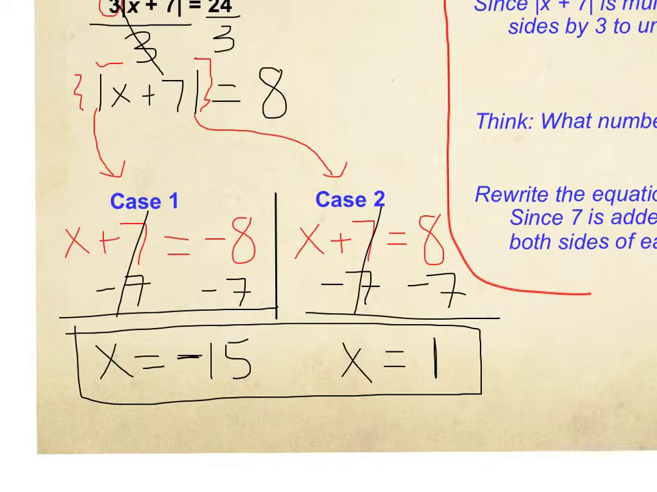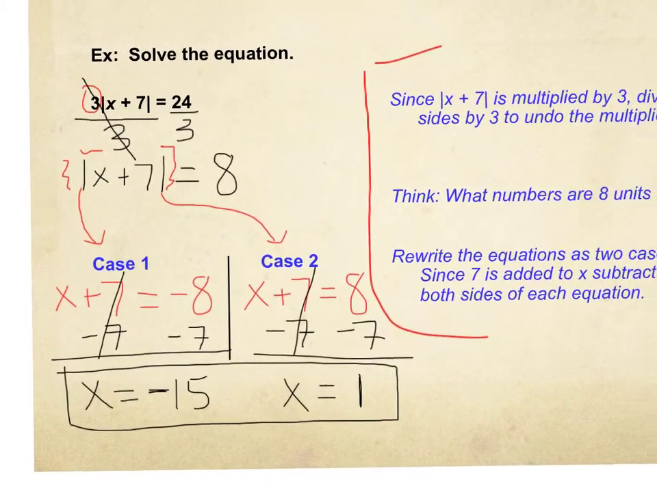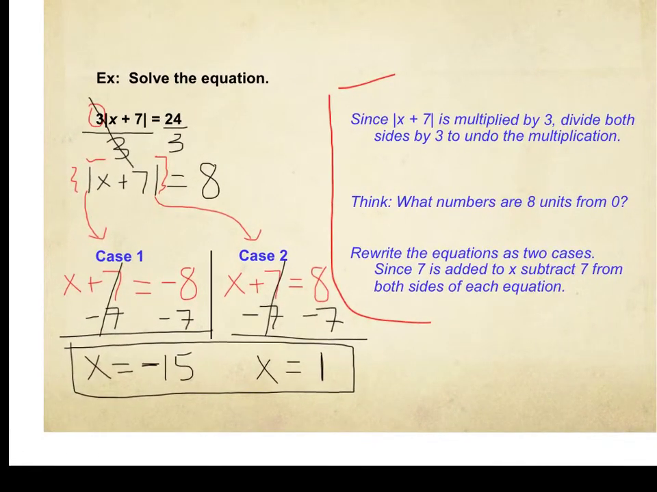It's really easy to check. All you do is plug in that negative 15 and make sure it equals 24, and then plug in positive 1 for x here and make sure it equals positive 24. So let me reduce it back down so that you can see that we use the same steps. So go ahead and write down this information. Pause it if you need to.